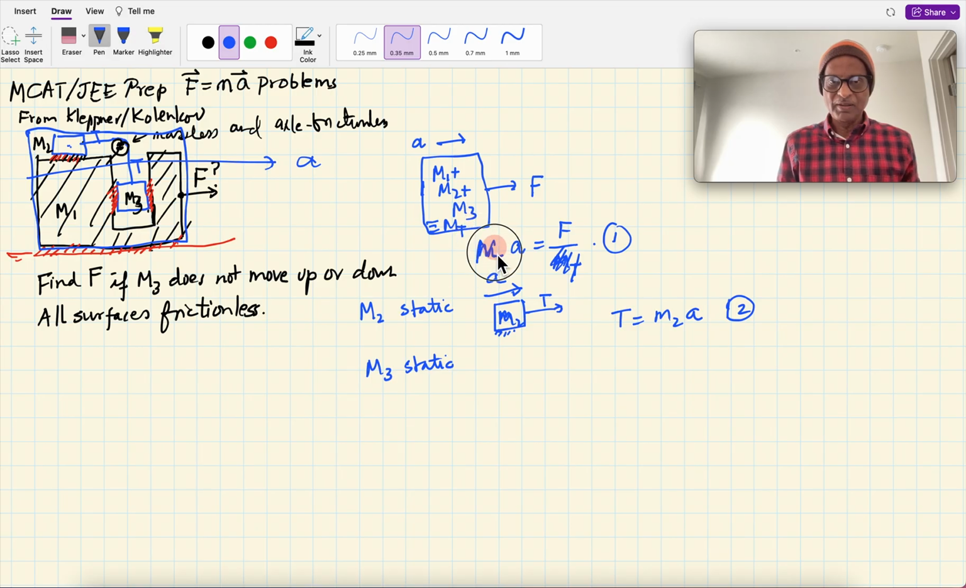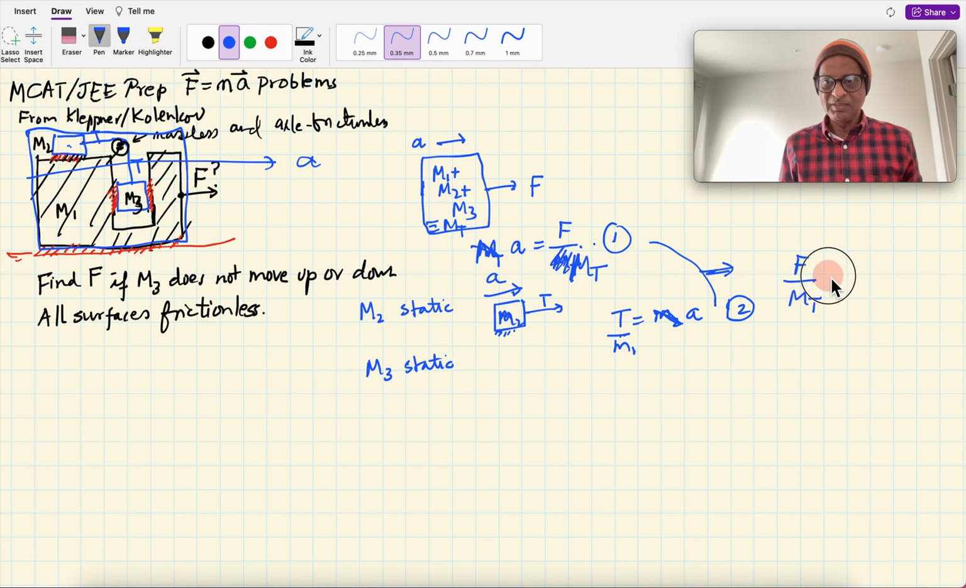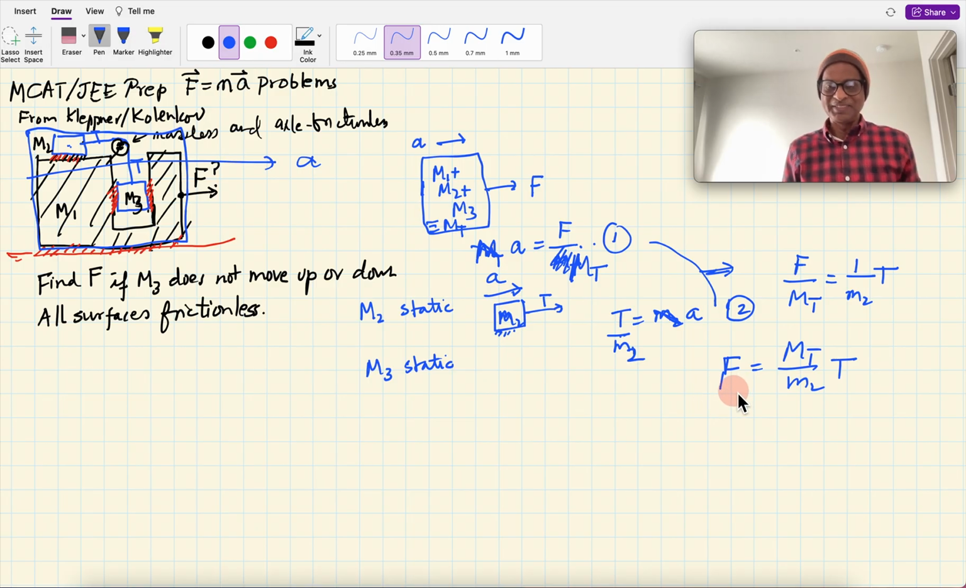A here is the same as A here, so that's what I've written down over there as M total. And so if you do this with M2, this must be equal to that. So F over M total is equal to 1 over M2 times tension. So we have force equals M total over M2 times tension. So we made progress. The force is now, we need to figure out the tension.